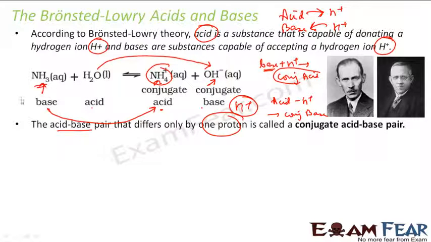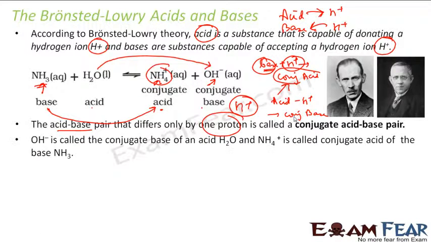So if you see from this side, NH3 is a base; if you see from this side, NH4 plus is the acid. So they are called conjugates because they differ only by an H plus ion. From a base, if you want to make the conjugate acid, you have to add H plus ion. From an acid, if you want to make the conjugate base, you have to remove it. We'll discuss more about this in the next two slides, right? So OH minus is called the conjugate base of H2O, and NH3 is called the conjugate base of NH4 plus, as I told you.